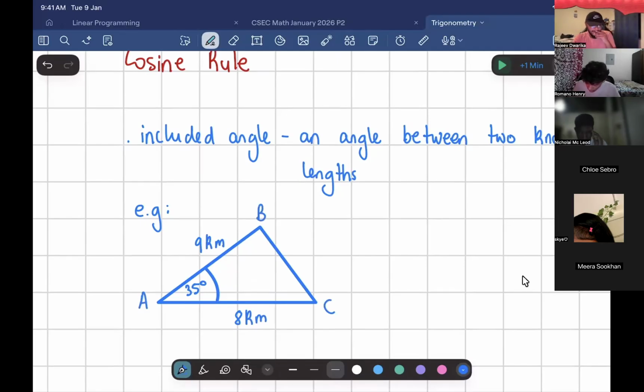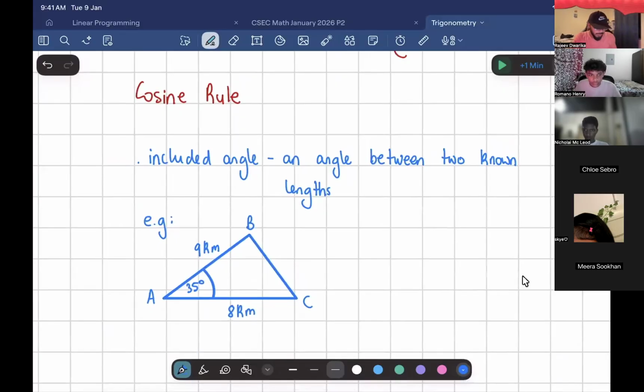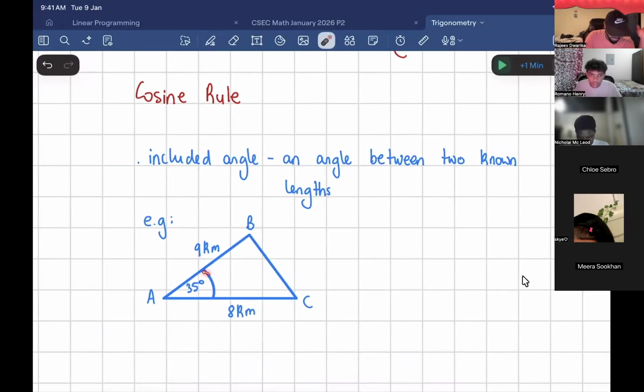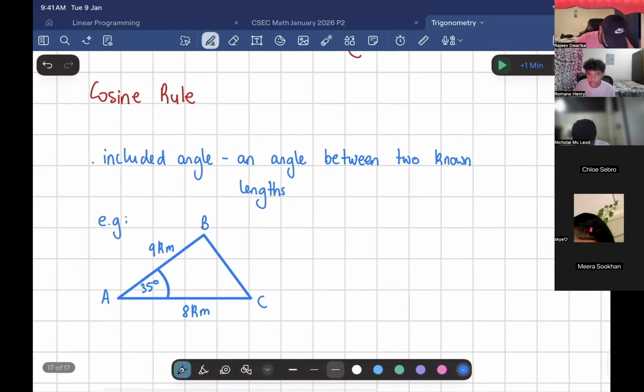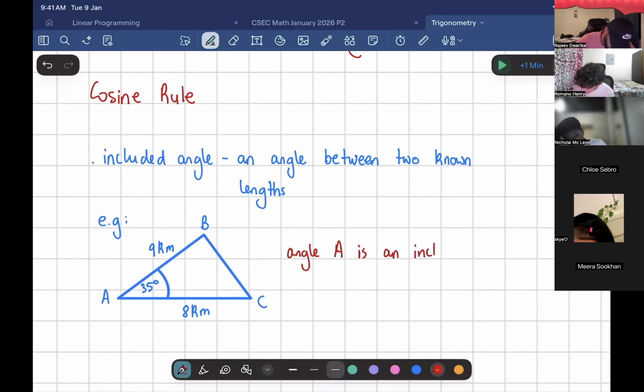Okay, talk to me, guys. Which angle here will be the included angle? Is it angle A, angle B, or angle C? Angle A. Guys, could everybody see that? Are we seeing that angle A is in between two known lengths? Yes, sir. Mira, you seeing that? Yeah. All right, great. So in this instance, we would say that angle A is an included angle.